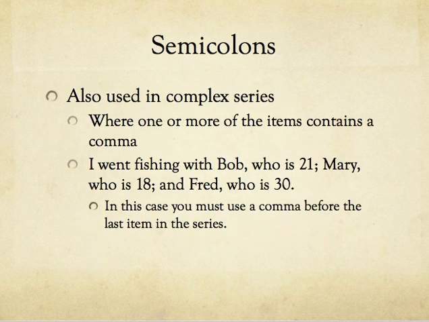Semicolons can also be used in what we call a complex series. This is a series in which at least one of the items contains a comma. It could get very confusing if you said, for example, I went fishing with Bob, who is 21, Mary, who is 18, and Fred, who is 30. Therefore, we use a semicolon to separate off the individual items. So: I went fishing with Bob, who is 21; Mary, who is 18; and Fred, who is 30. Now, the when in doubt, cut it out rule can also come into play here, because there certainly would be other ways in which you could introduce the ages of the three individuals in the sentence.